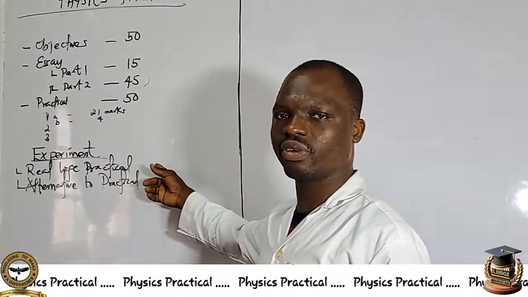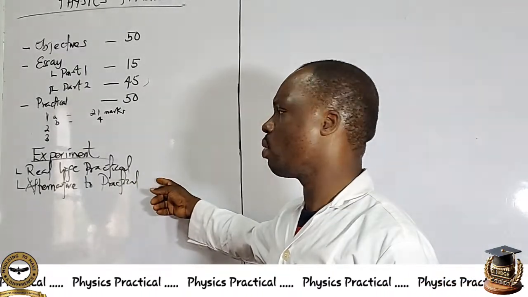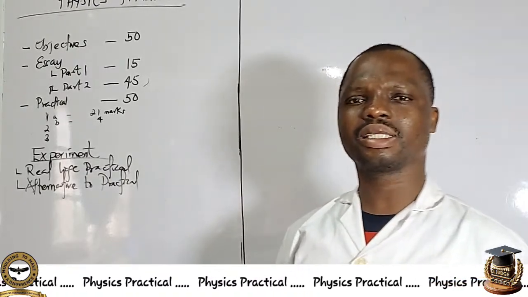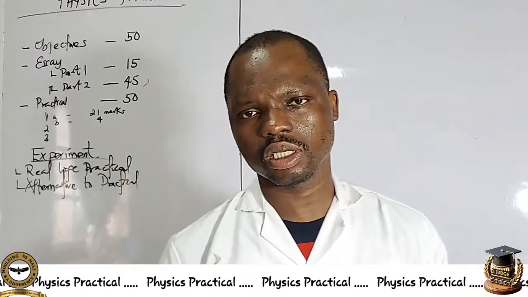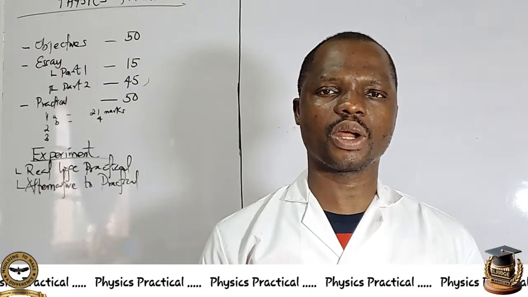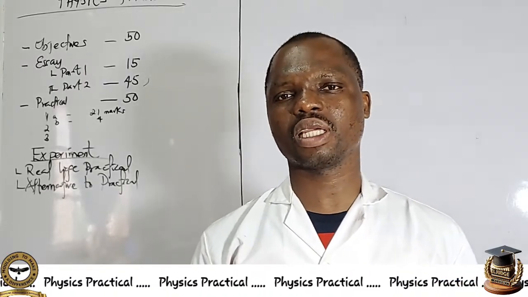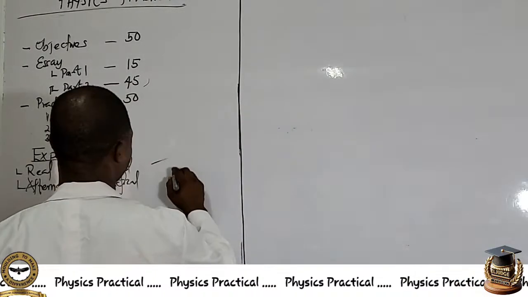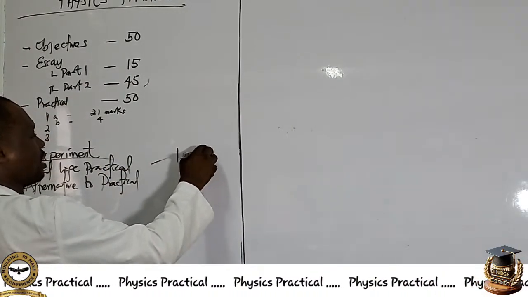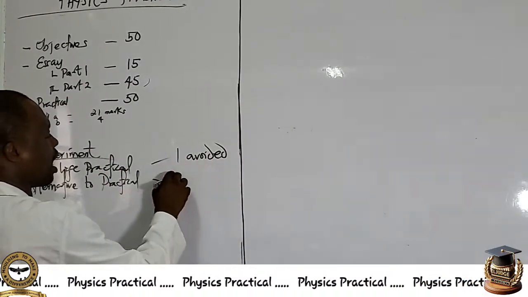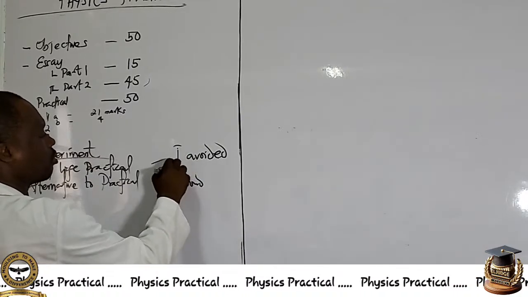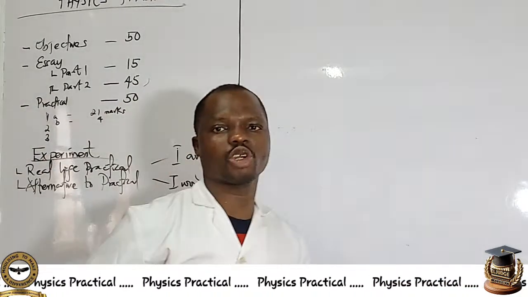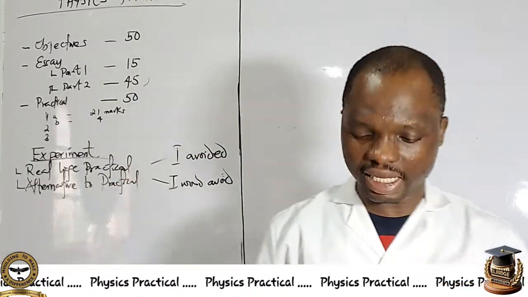But if I'm going to do the same experiment under alternative to practical, I'm going to say that I would avoid error due to parallax when taking reading on the meter rule. So the tense you're going to use there is I avoided, past tense, and this one will be I would avoid. So this is futuristic, what you're going to do if you are to sit for that practical.